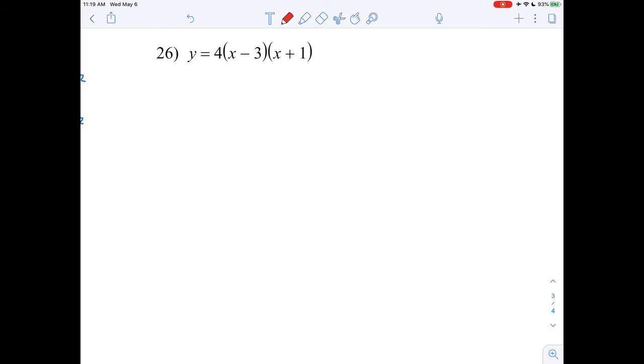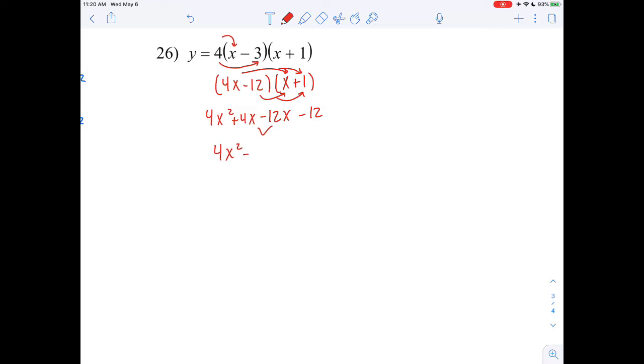In this problem, we are starting in factored form and want to convert to vertex form. So really, our first step is going to be to get to standard form by distributing that lead coefficient of 4 into that first set of parentheses to give us 4x minus 12. And then we'll use our arrows to distribute to the second set of parentheses to get 4x squared plus 4x, and then minus 12x minus 12. Here we can combine like terms. We get 4x squared minus 8x minus 12.